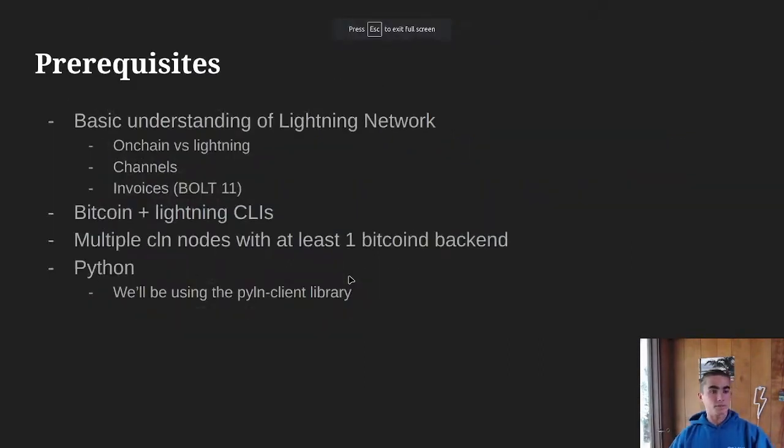And so for this workshop, it would be ideal if you have some understanding of the Lightning Network, kind of like the differences between on-chain and Lightning, an understanding of channels, invoices. We're really not going to do too much with this stuff, but it's just nice to know what you're working with. You're going to need some understanding of the Bitcoin and Lightning CLIs, at least one Lightning node and one Bitcoin backend. And then we're going to be using the pylon client library.